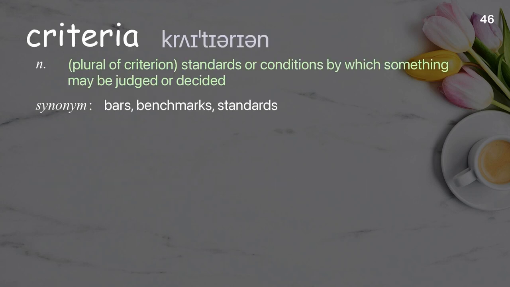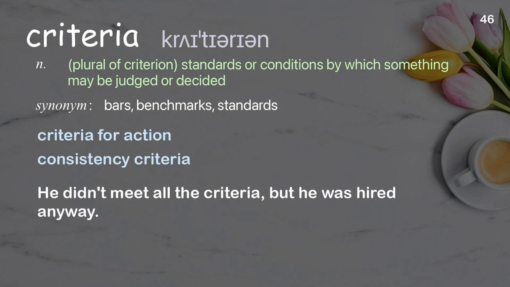Criteria. Plural of criterion, standards, or conditions by which something may be judged or decided. Examples: criteria for action, consistency criteria. He didn't meet all the criteria, but he was hired anyway.